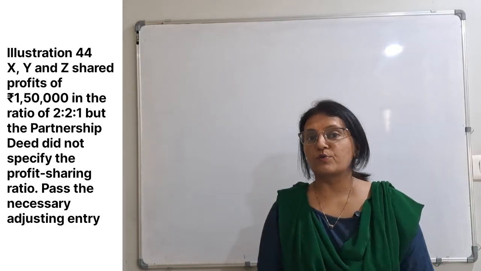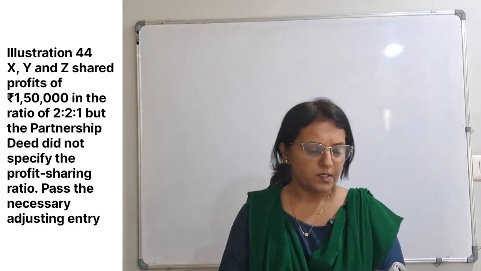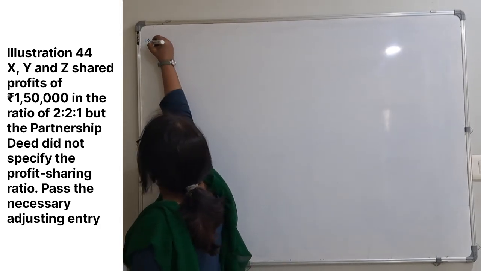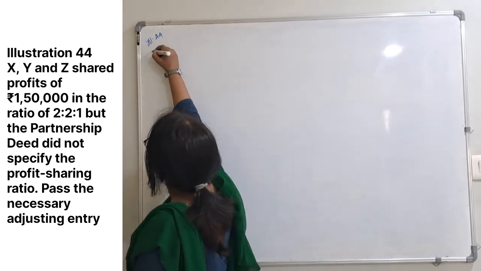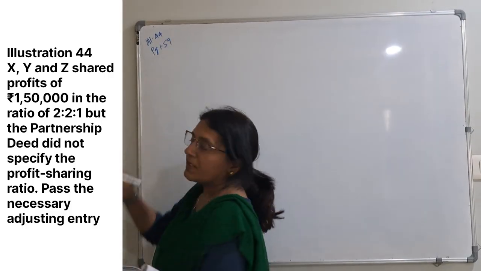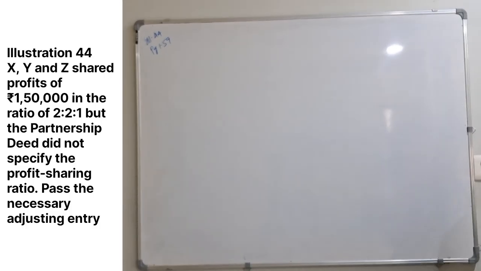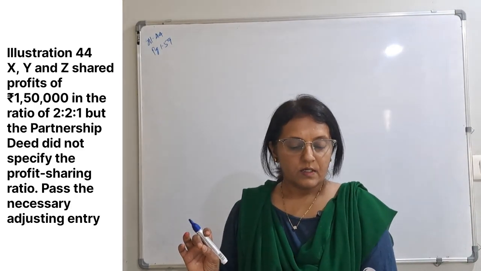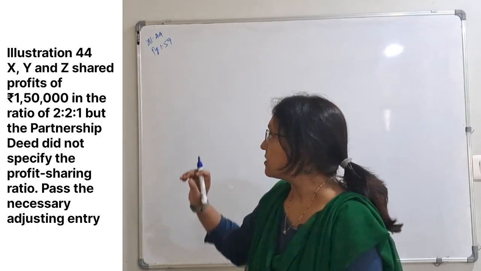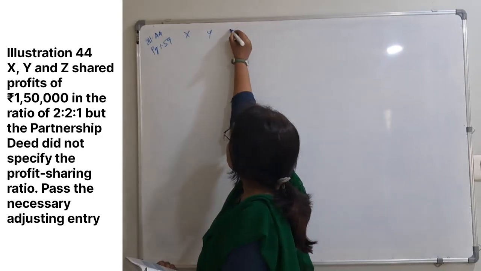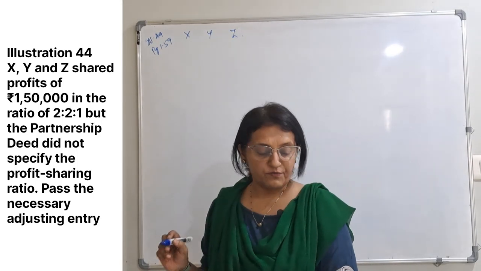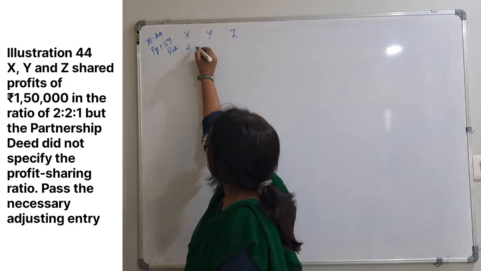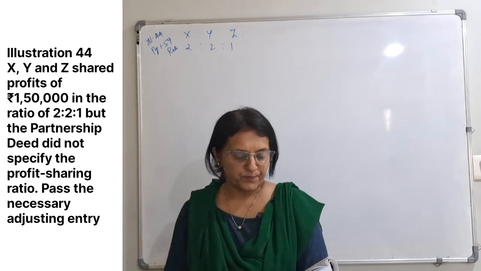The next that we are going to do is illustration number 44, page number 1.59. I will be writing the synopsis, that is the details of this. Let me read out. X, Y, Z shared profits of 1,50,000. There are 3 partners, X, Y, Z. They shared 1,50,000 in the ratio of 2:2:1. So what is their ratio? 2:2:1. This is their ratio.